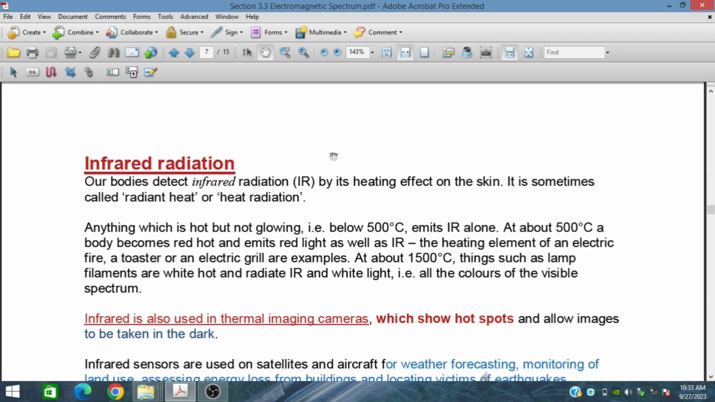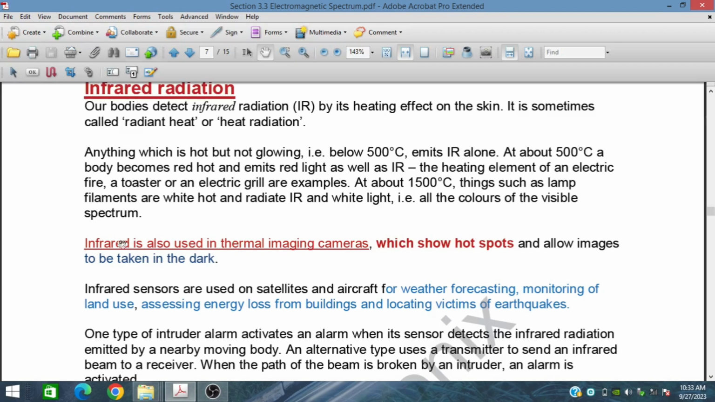Bismillahirrahmanirrahim. In this session, we will discuss some different types of radiation: infrared radiation and ultraviolet radiation. Our body detects infrared radiation by the heating effect on the skin, so it is sometimes called radiant heat or heat radiation. Infrared is also used in thermal imaging cameras, which show hot spots.